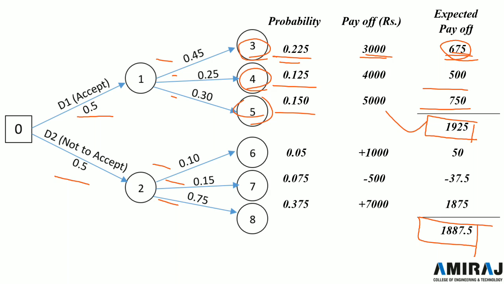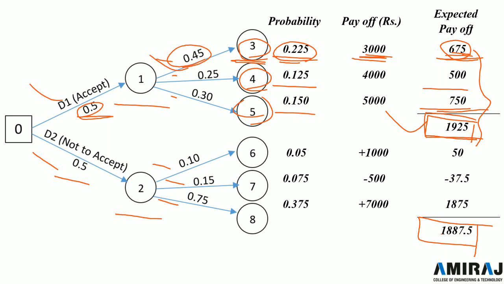So this is how it is calculated. This is the first probability multiplied by the second probability. We get the total probability for each node, and the payoff is given in the given data. So we calculate the accepted payoff, and we sum for the first node and sum for the second node. So we can decide whether to accept or not. Here the accepted payoff is higher, so he can accept the order.